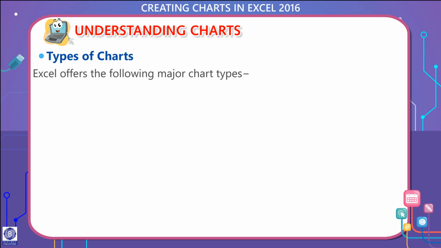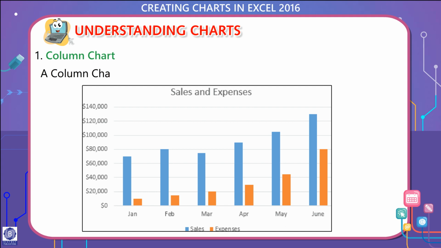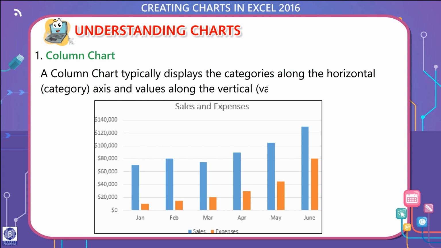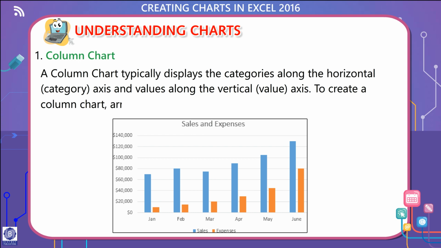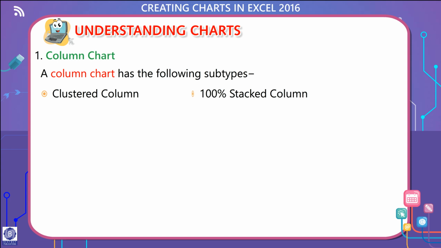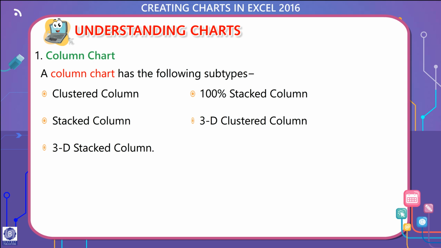Types of charts. Excel offers the following major chart types. Column chart. A column chart typically displays the categories along the horizontal category axis and values along the vertical value axis. To create a column chart, arrange the data in columns or rows in the worksheet. A column chart has the following subtypes: clustered column, 100% stacked column, 3D clustered column, 3D stacked column, 3D column, 3D 100% stacked column.